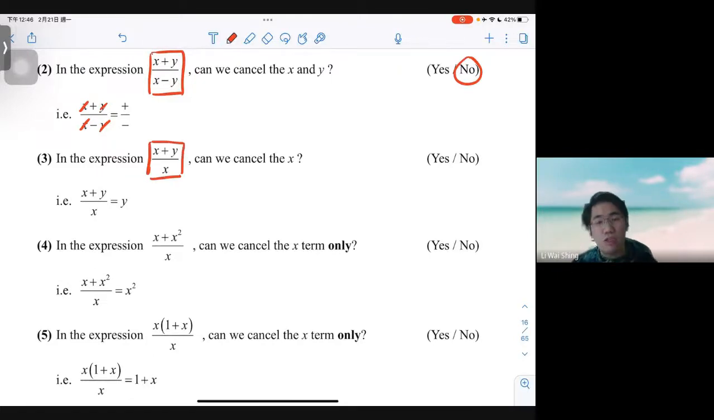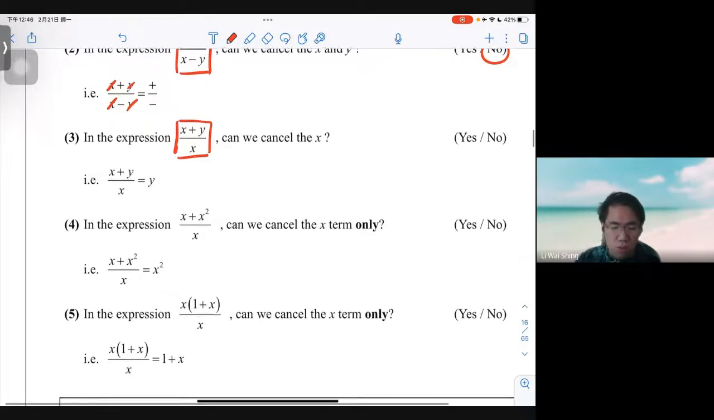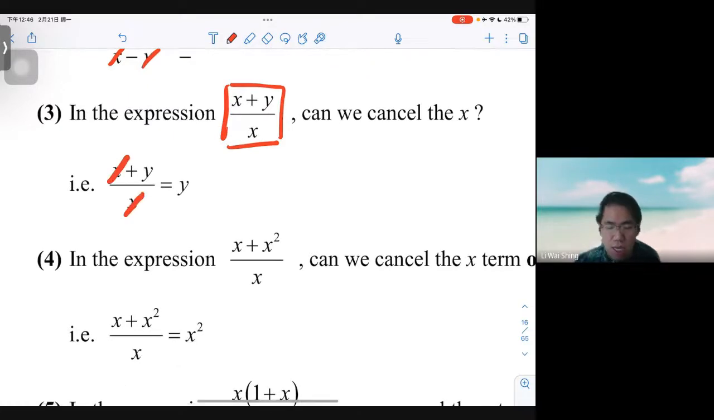Can we cancel out the x? x plus y over x, can I just delete it and have a y there? Yes or no? Who thinks it is yes? Raise up your hand. What about no? Raise up your hand. Okay, I saw Calvin, Kip, and Tony raise their hands.